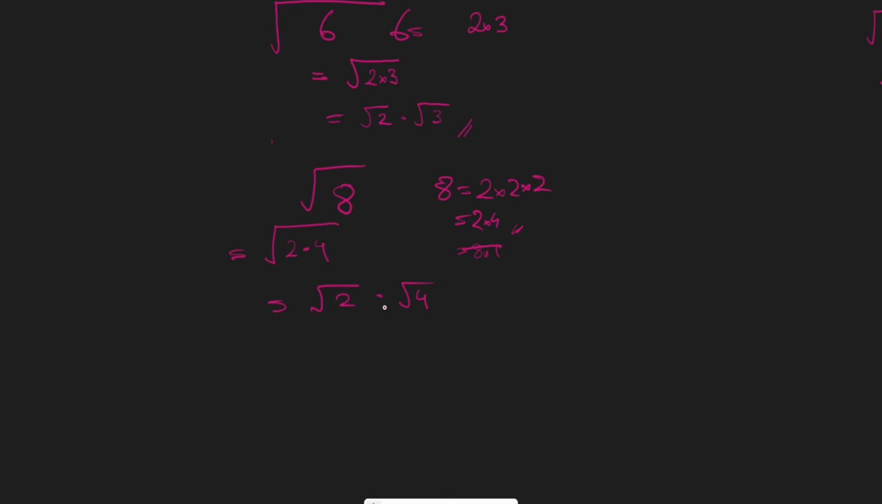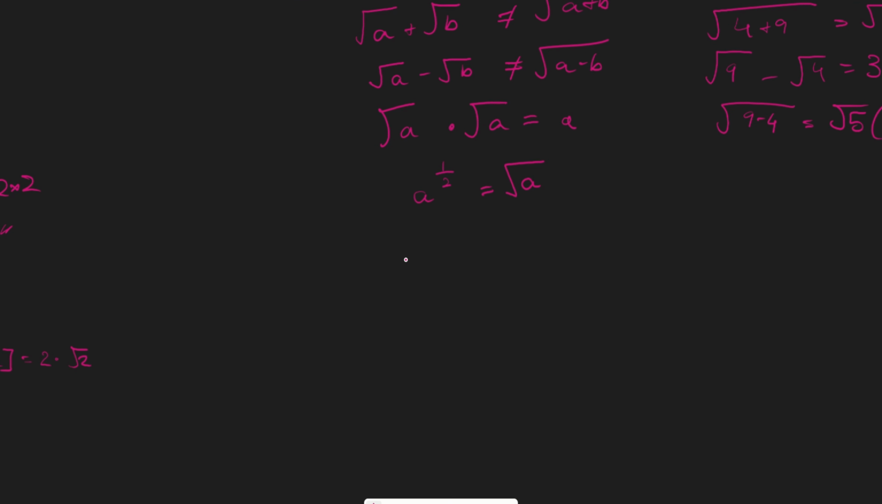Now you may notice that 4 is a perfect square, so we can write this as root 2 times 2, and that's essentially 2 root 2. 2 root 2 basically means 2 times root 2. That is the same as writing 2 into root 2. Let's just write that here. Root of a times b, where a is a perfect square, is equal to root a times root b.